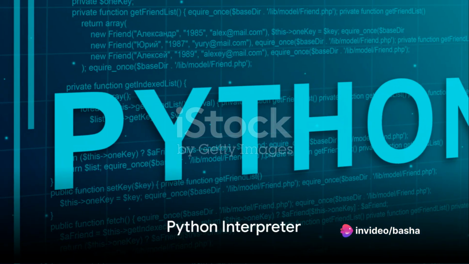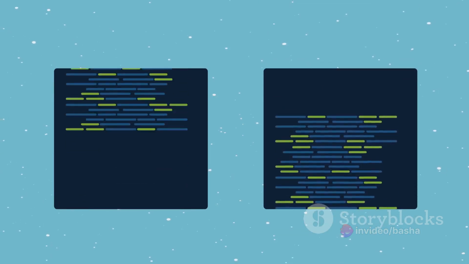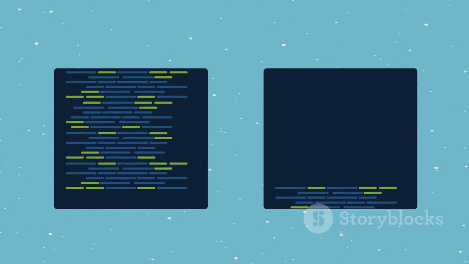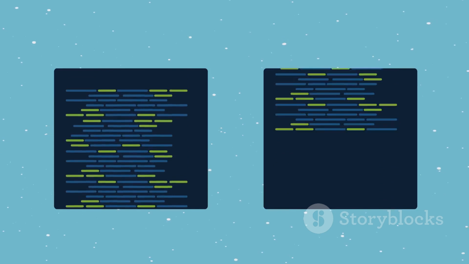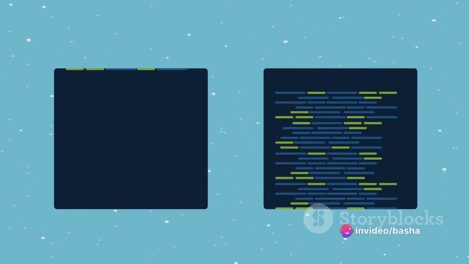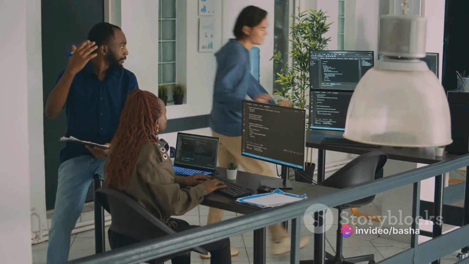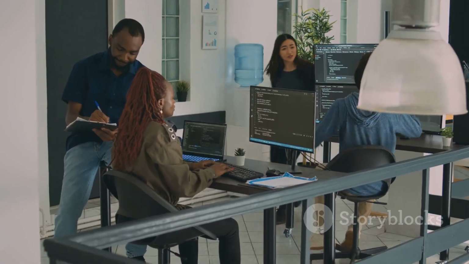In the simplest terms, your computer doesn't speak Python. It speaks a language called machine code. So, when you write a program in Python, it needs to be translated into machine code for your computer to understand it. This translation process is where the magic happens. The first stop on this journey is the Python interpreter.